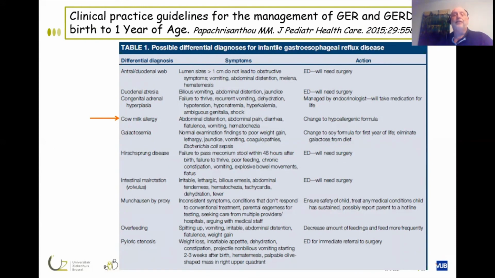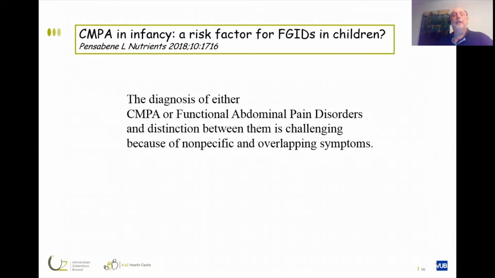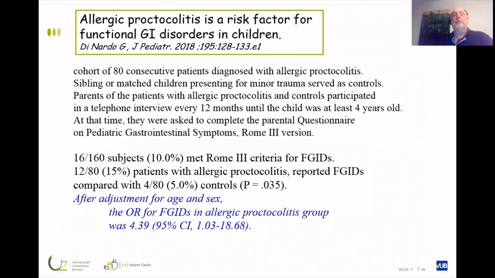In daily practice, it's very hard to make the difference between non-IgE mediated allergy causing reflux and functional gastrointestinal disorder causing reflux. According to these data from 10 years ago, a diagnosis of cow's milk allergy was considered in up to 1/3 of the children with signs and symptoms of gastroesophageal reflux disease. The diagnosis of either cow's milk protein allergy or a functional abdominal pain disorder, and the distinction between them, is challenging because of the non-specific and overlapping symptoms.